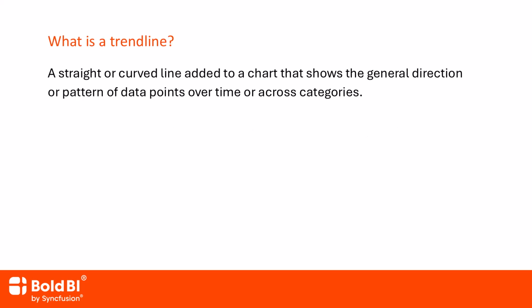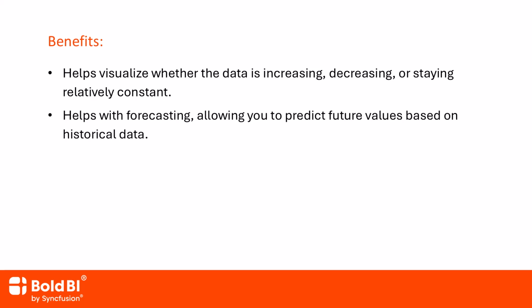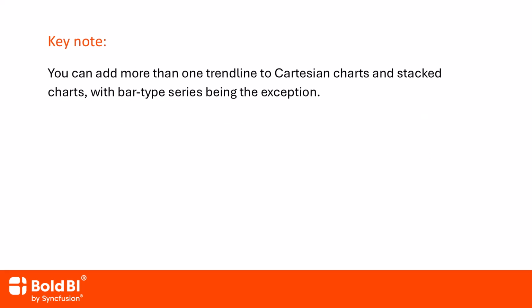A trend line is a straight or curved line added to a chart that shows the general direction or pattern of data points over time or across categories. It helps visualize whether the data is increasing, decreasing, or staying relatively constant. It helps with forecasting, allowing you to predict future values based on historical data. It also simplifies analysis and makes it easier to see the overall pattern in noisy data. You can add more than one trend line to Cartesian charts and stacked charts, with bar-type series being the exception.